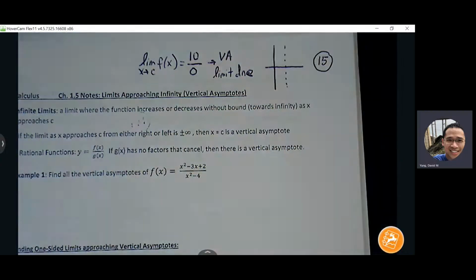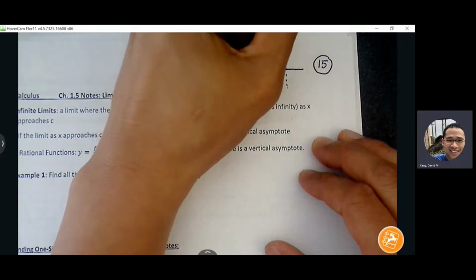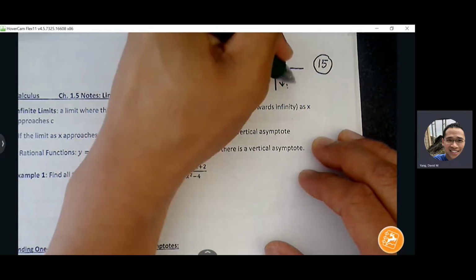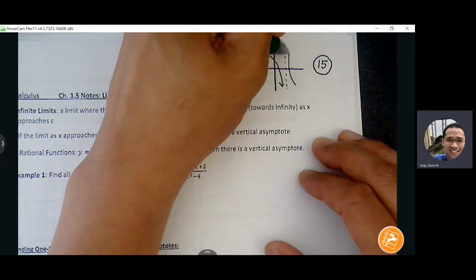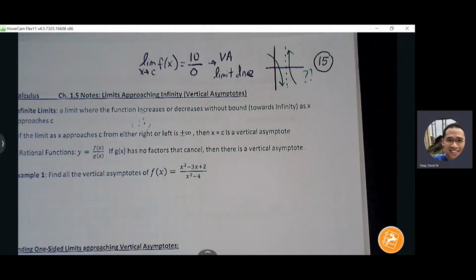That there may be an asymptote, but we don't know exactly how the graph is moving, right? Maybe one's going down, maybe one's going up, maybe they're both going up, maybe they're both going down. We don't know exactly the behavior of the graph around that asymptote. And before, we didn't really care. We're just like, okay, we got limit doesn't exist, and we move on.